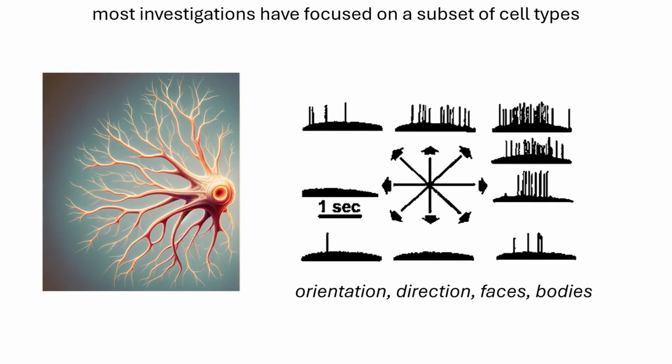Now, in the history of visual neuroscience, most of these investigations of the single neuron have really relied on a subset of cell types, specifically those that encode things like orientation, direction, faces, and bodies, things that are simple, semantically interpretable, not necessarily simple as a stimulus set, but something that we can quite understand.